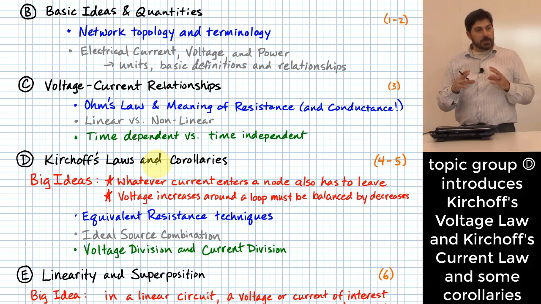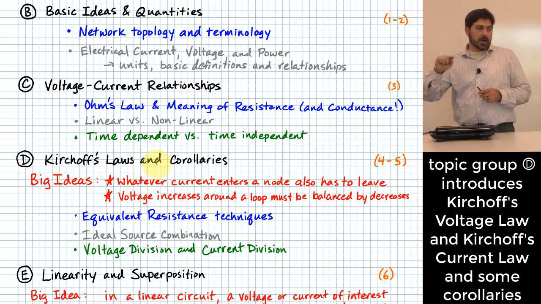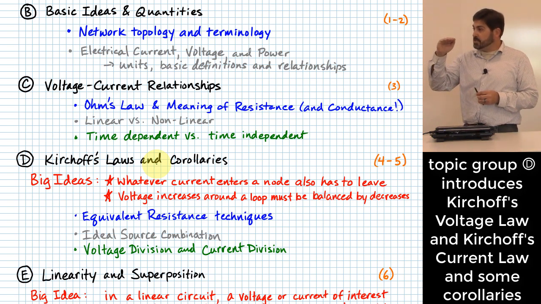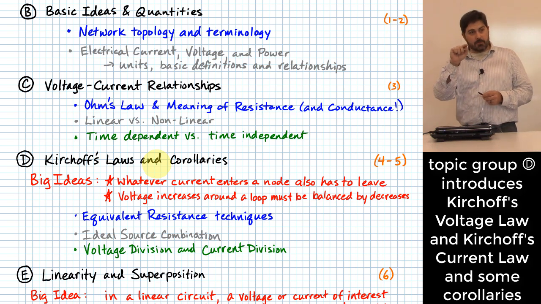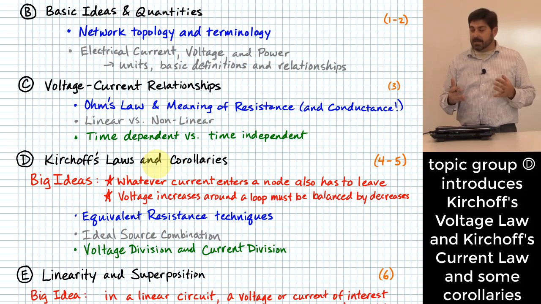Similarly, for the voltage law, if you add up all the ways that voltage might increase as you go around a loop, those had better balance all the ways that voltages decrease as you go around that same loop, so that you end up at the same voltage where you get to the end of your loop as you were at the beginning of your loop. So these are the two big ideas of Kirchhoff's laws, and Kirchhoff's laws form the foundation for most everything that we're going to be doing in here.